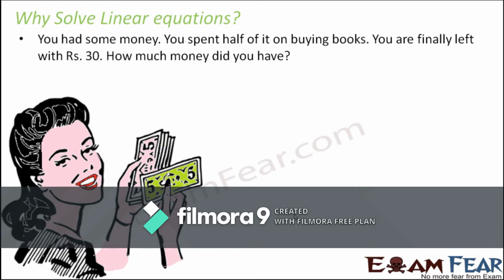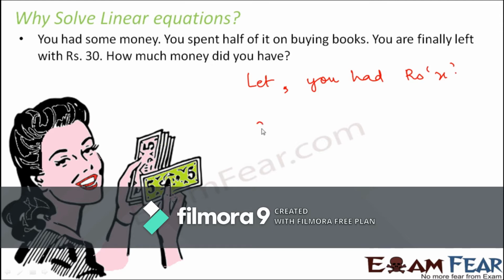It was just a matter of chance that you never bothered to calculate it before. But now you have exactly spent half of it in buying books, so you are left with rupees 30. So how would you actually calculate how much money you had? Here I will show you how we can make use of a linear equation. Since we don't know how much money you had, let us assume that you had rupees x. Now x is a variable, so it can take any value, right? Depending on the equation, it will take a specific value.